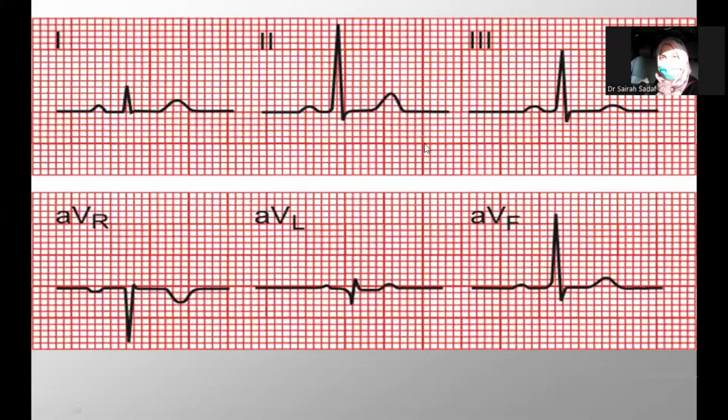Lead 3. Lead 3 again is inferior. Yes, good. Inferior. So it will have the QRS complex usually upwards.